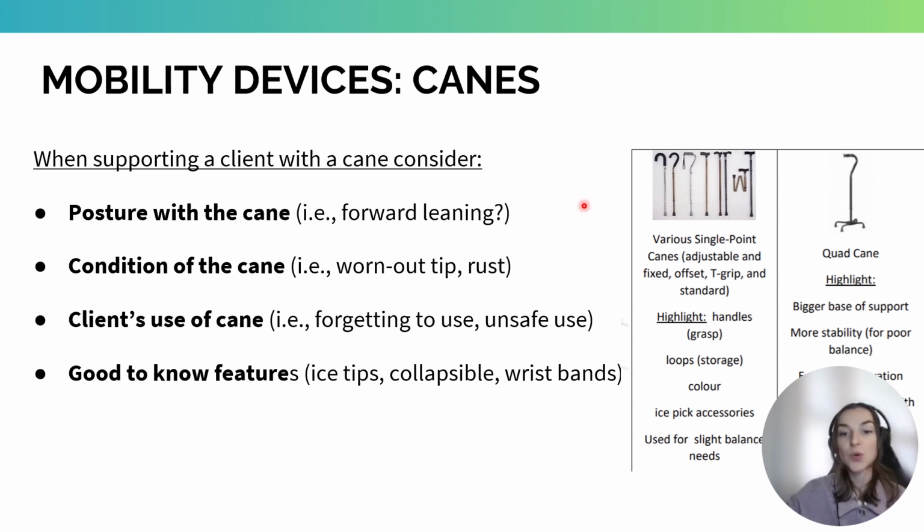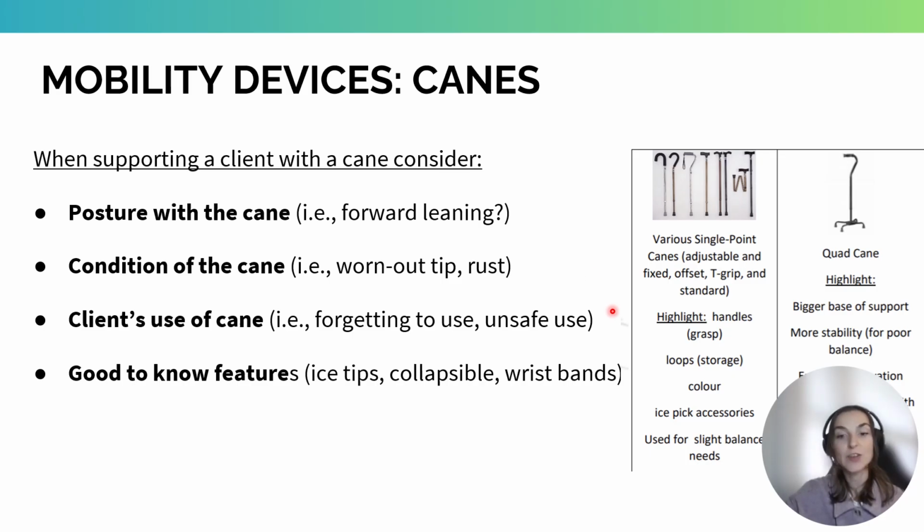So when it comes to your role, we're looking out again for posture. If you notice clients are forward leaning, can you cue them to stand upright? Next is monitoring the condition of the cane, looking out if the tip is really worn out, the handle is falling apart. If you notice lots of rust, it might be time to consider replacing the cane.